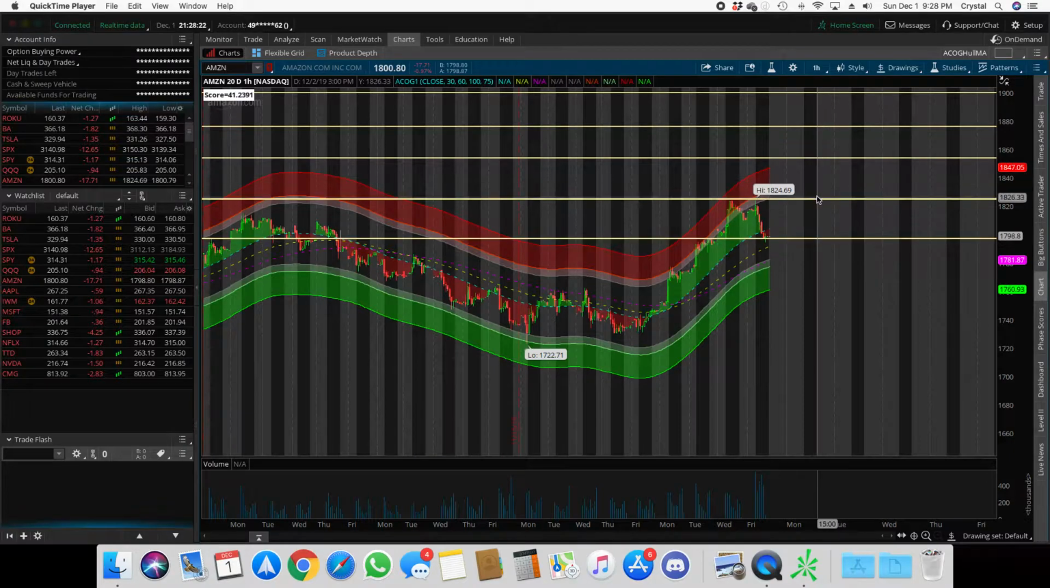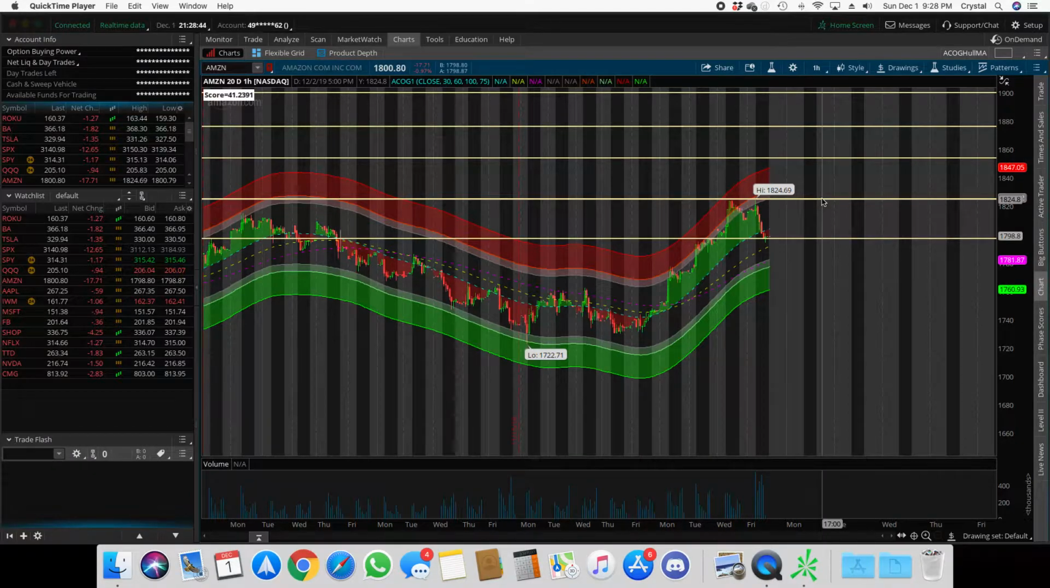So I've got 1825 breakout. From 1825, we got 1854 up to 1876 and then 1900. So this is the way I would structure this trade. I am going to wait until it hits 1825.